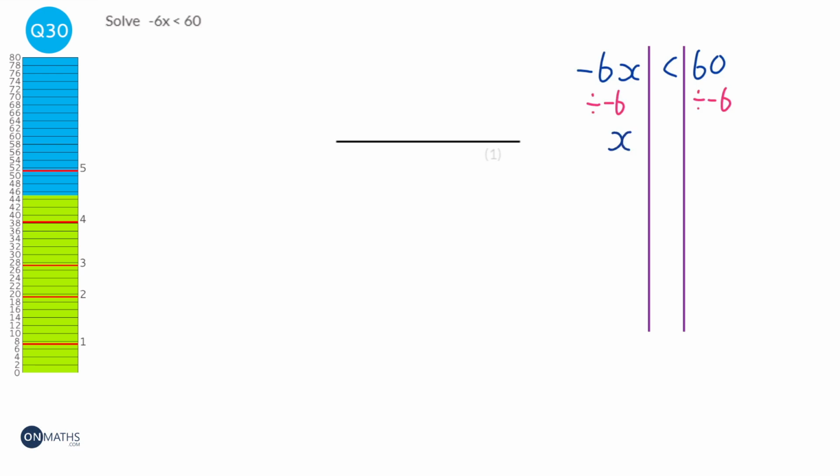And it's going to be 60 divided by minus 6, which will be minus 10. Now we've got to be really careful here, because whenever you times or divide both sides by a negative, you must switch the inequality. So instead of pointing to the left, it's now going to point to the right. So our answer is x is greater than minus 10.